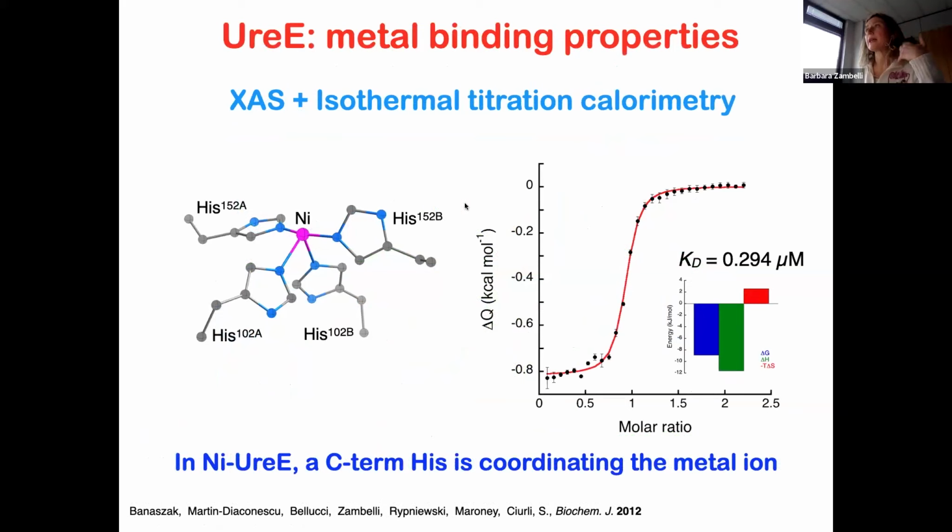And using X-ray absorption spectroscopy, we could see that this is the nickel site, and by ITC we titrated nickel over the protein, and we found that the protein binds nickel with a submicromolar affinity, and the reaction is mostly enthalpically driven.